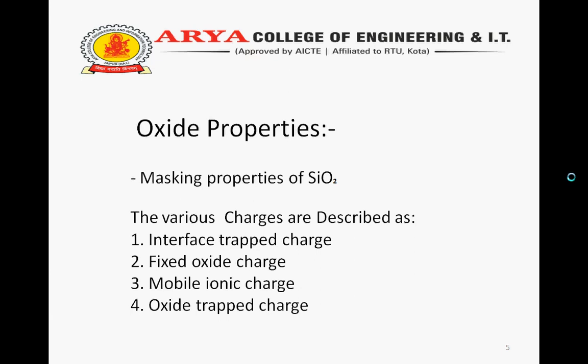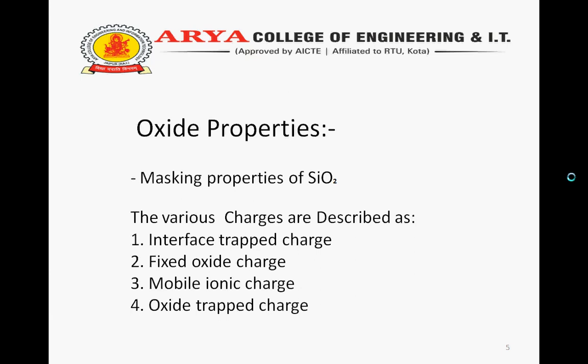Second is fixed oxide charge. The fixed oxide charge Q_F is located in the oxide within approximately 30 angstroms of the SiO2 interface. Q_F cannot be charged or discharged. Its density ranges from 10 to the power 10 per centimeter square to 10 to the power 12 per centimeter square depending on oxidation and annealing conditions. For electrical measurements, Q_F can be considered as a charge sheet at the Si-SiO2 interface. The value of this charge can be determined using the capacitance voltage analysis technique.